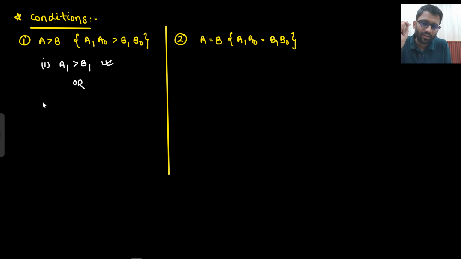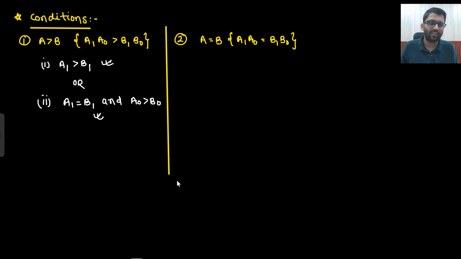Or what could be the second condition? If a1 is equal to b1 and a0 is greater than b0, then also a will be greater than b. Like, if the first bits are equal, then this bit should be greater than this bit. So if these two are equal, then if a0 is greater than b0, certainly a will be greater than b. So these two conditions are there, right?